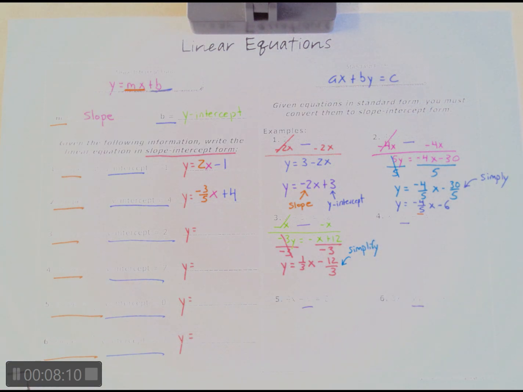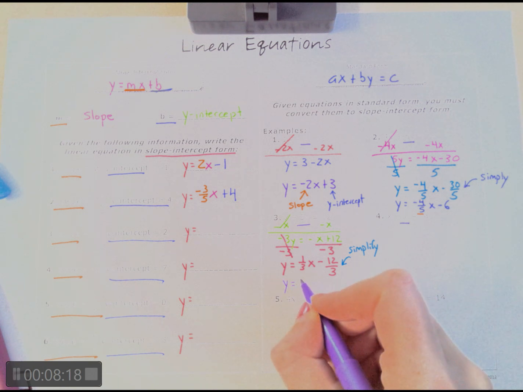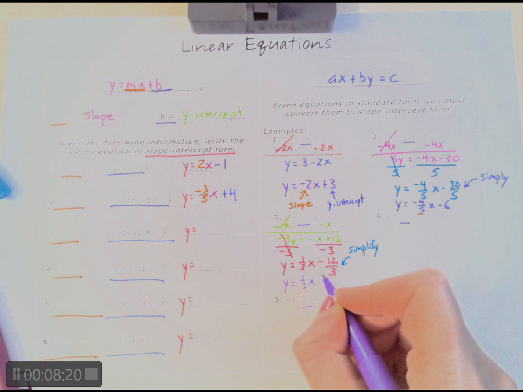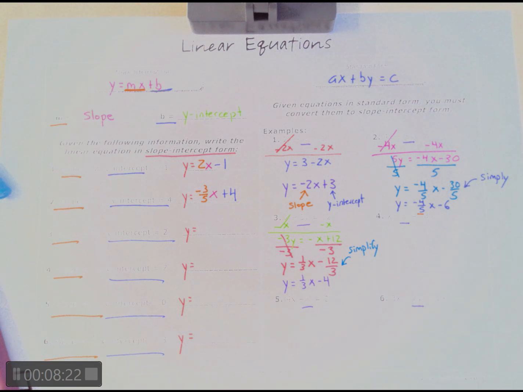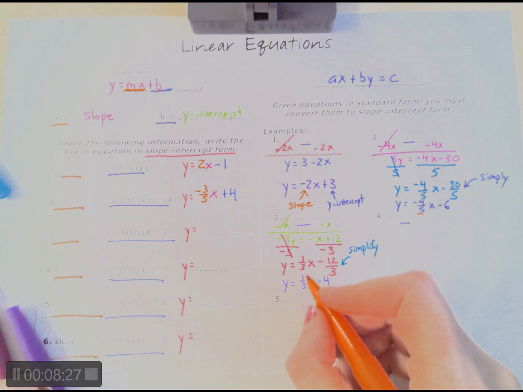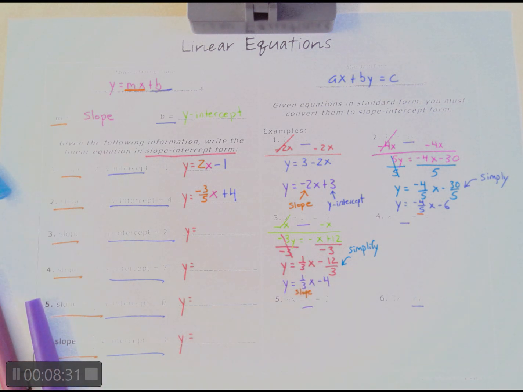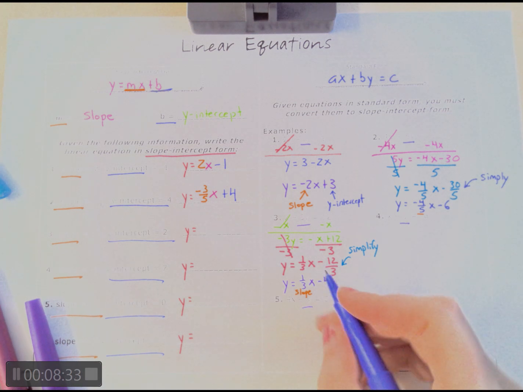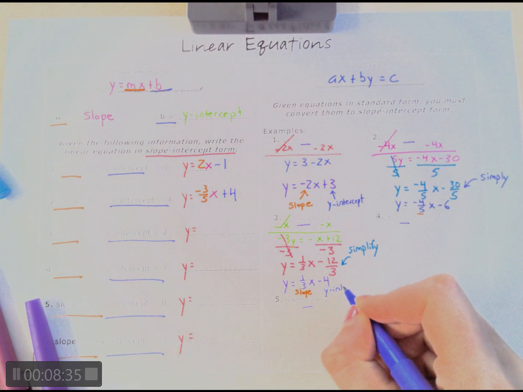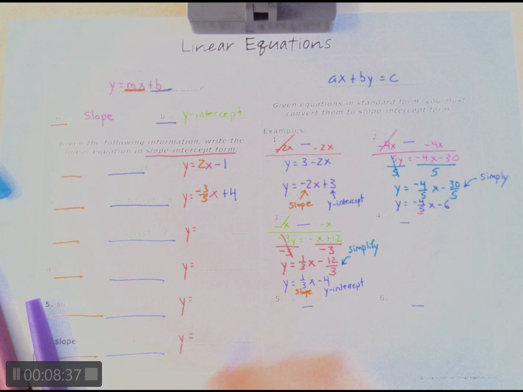I need to simplify my negative 12 over 3, so that I am left with y equals 1/3 x minus 4, with 1/3 as my slope and negative 4 as my y-intercept. Okay.